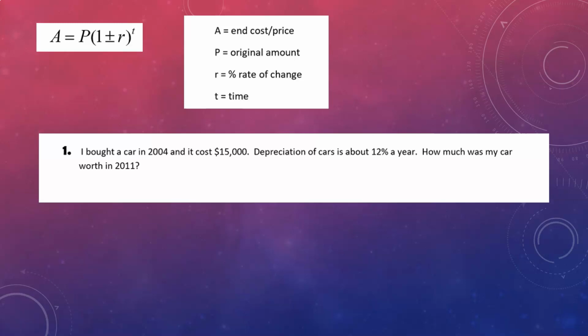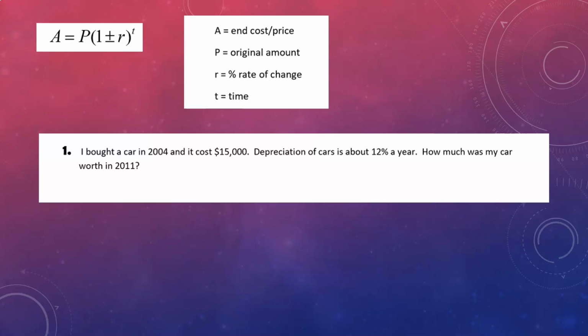In this formula, A equals P quantity 1 plus or minus R to the T power. A is the end cost or price. P is the principal or the original amount. R is the percent rate of change. We're going to write that as a decimal, so be real careful. That's a place for error. And then T is the time.